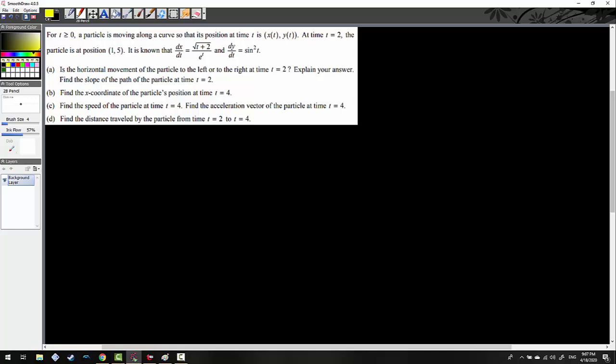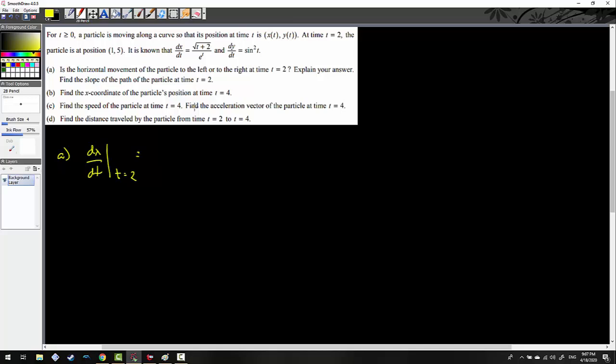So the first question goes: is the horizontal movement of the particle to the left or the right at t equals 2? Explain your answer. And then we will also find the slope of the path of the particle at t equals 2. So how do we do that? Well, horizontal motion is my x motion. So all I have to do is figure out the velocity of x, which is the derivative of x with respect to time. So I just have to figure out dx/dt at t equals 2.